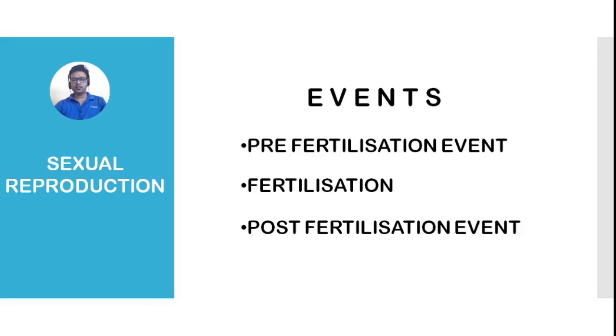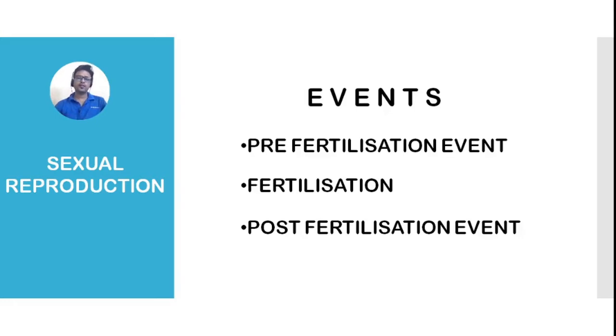In pre-fertilization event, there are two incidents. The first one is the formation of male and female gamete, also known as gametogenesis. And the next one is the transfer of this male and female gamete. In fertilization, this male and female gamete are fused and form the zygote. And in post-fertilization event, this zygote matures and finally gives rise to a new organism. So this is a very brief summary of the three events of sexual reproduction.